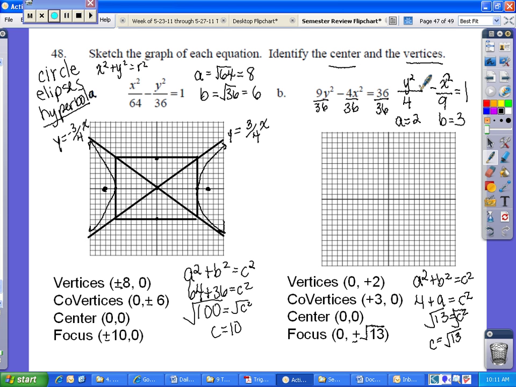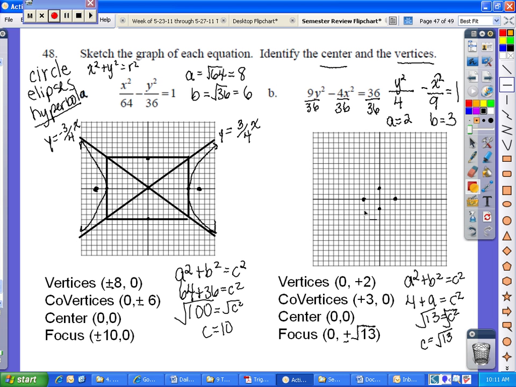Again, the first variable is y squared, which goes with a, so your major axis, or your transverse axis, is along the y-axis. So therefore I'm going to plot a point of 2 and negative 2, and then 3 and negative 3 for my co-vertices, and that's what I'm going to use to now draw my rectangle. So now I'm going to draw my rectangle. Draw the other one. And then draw my asymptotes.